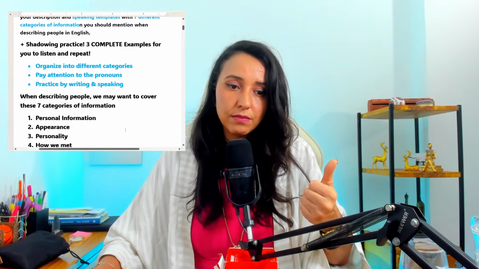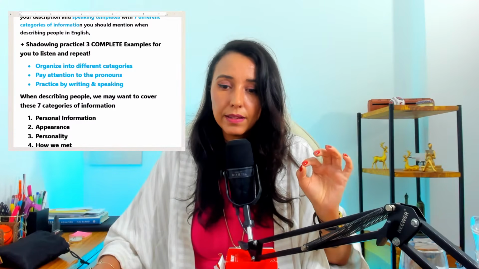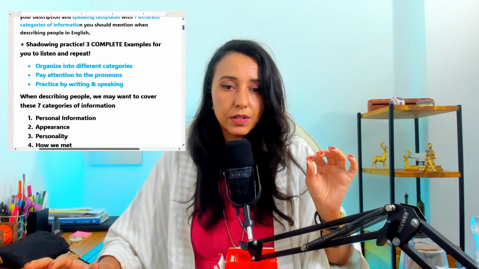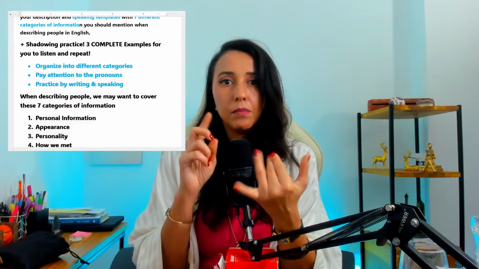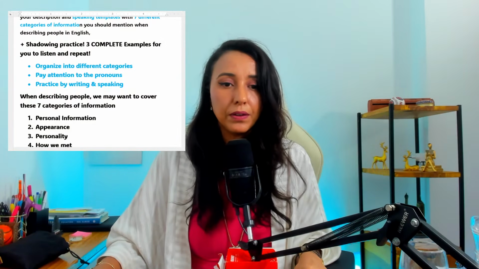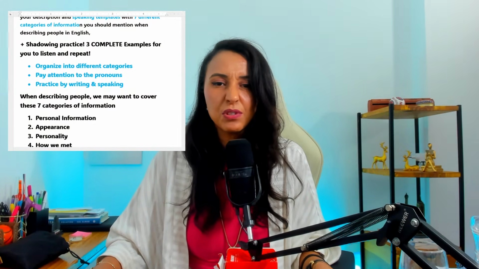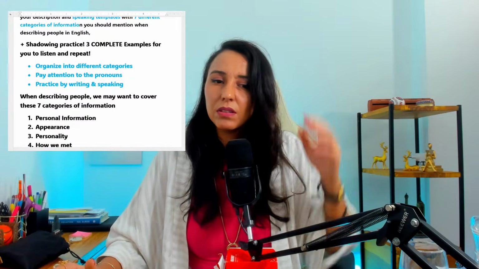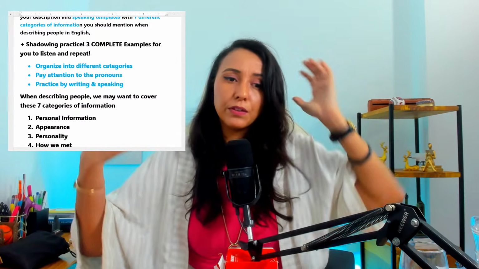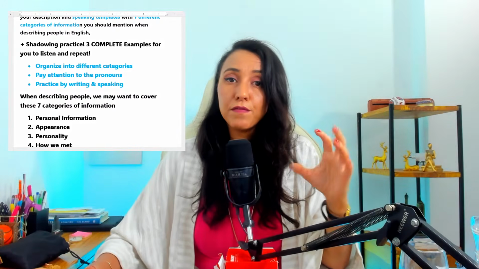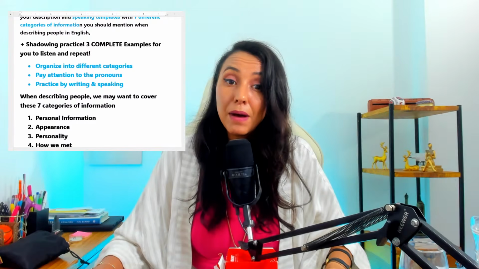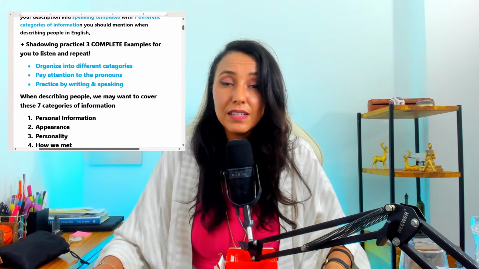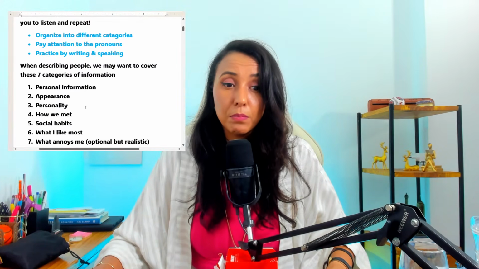Personal information. I didn't write this here, but I think I wrote it in a different one. Let's see. Name, age, place of birth, job, okay? So these are usually the general personal information: name, age, place of birth, job. Then we have appearance: height, color, hair, body shape. These are usually the things we say about appearance.